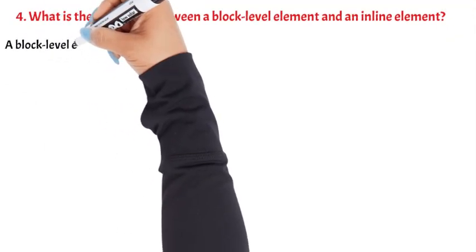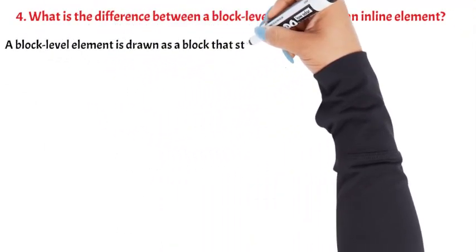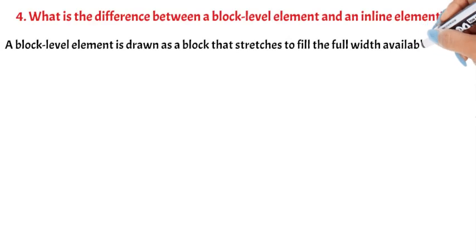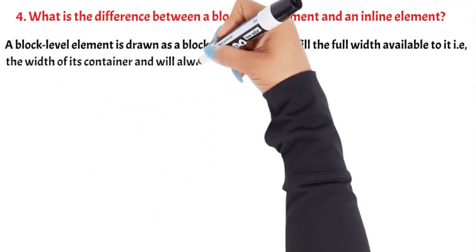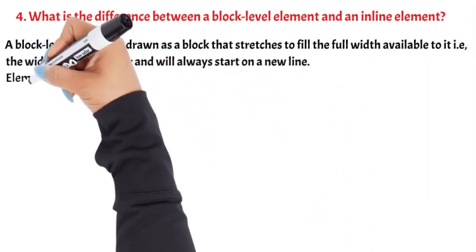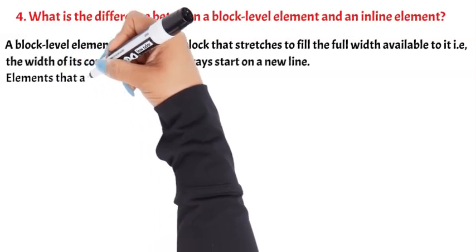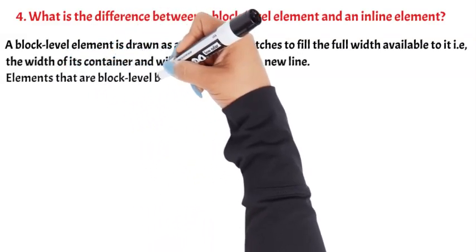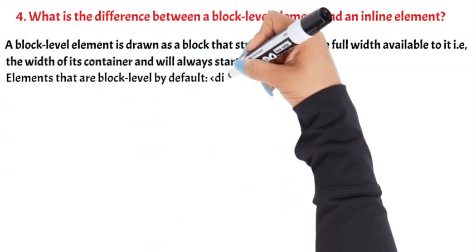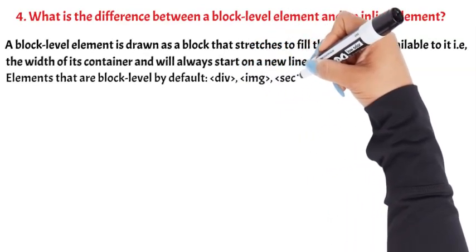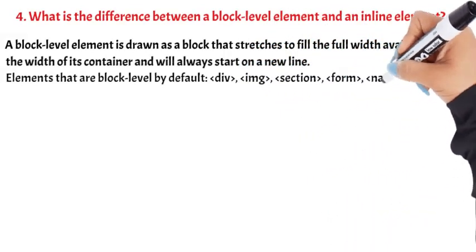4. What is the difference between a block-level element and an inline element? A block-level element is drawn as a block that stretches to fill the full width available to it, i.e., the width of its container, and will always start on a new line. Elements that are block-level by default: <div>, <img>, <section>, <form>, <nav>.